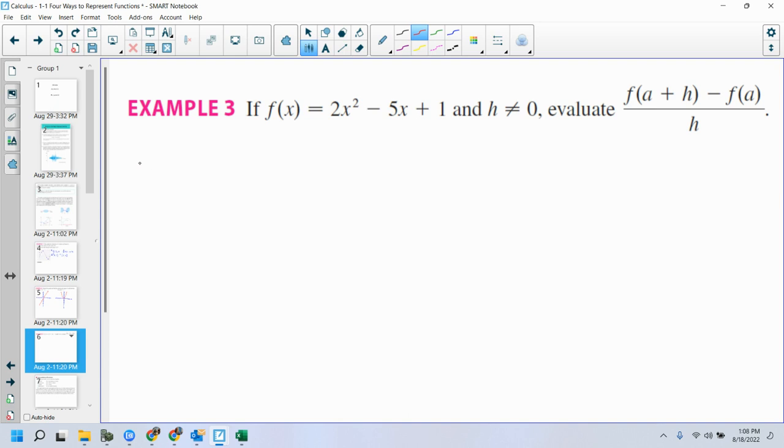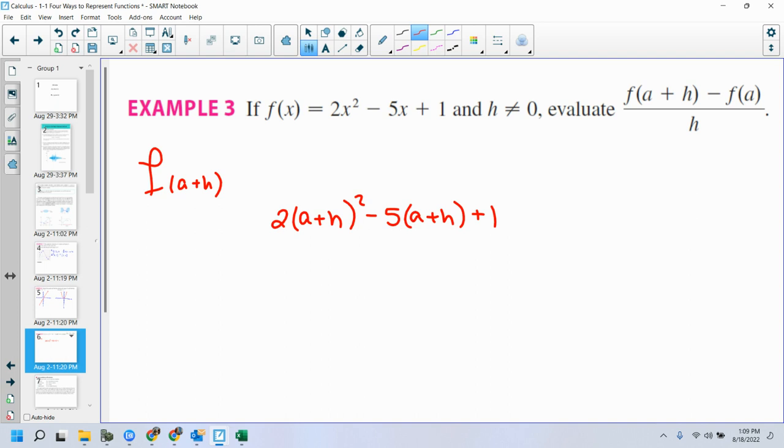Exactly. You know, if I said find f of 0, you guys would have no problem saying, oh, you plug 0 in for x. So if I change that into, okay, if I want to find f of a plus h, same rule applies. You're going to take a plus h and plug it in for x within the function. So that's going to be 2 times a plus h squared minus 5 times a plus h plus 1. That is f of a plus h.